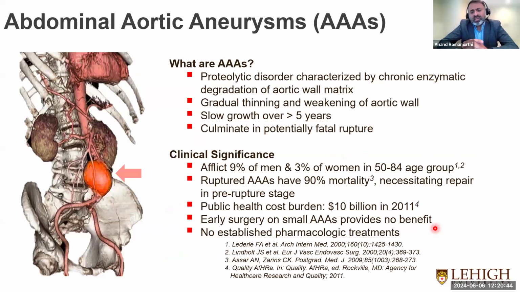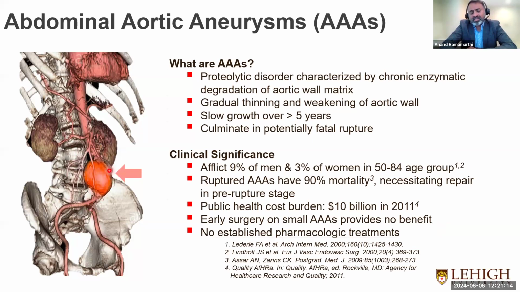So one of the proteolytic disorders that we are actually targeting, and specifically to regenerate the elastic matrix to alleviate these conditions, are abdominal aortic aneurysms, or AAAs. These are basically localized bulges of the major blood vessel, the aorta, between where it splits to supply the kidneys with blood, and where you have the iliac bifurcation at the bottom. In the abdominal area, it's called the abdominal aortic aneurysm.